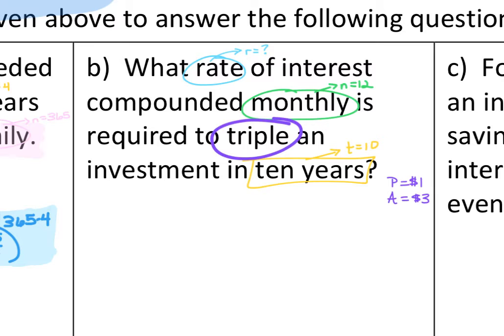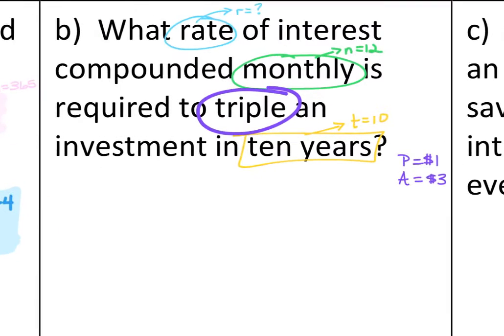Make your principal $2 and your A at the end is $6, or make your P equal to $9 and your A equal to $27. You should still get the same answer that I'm getting. So, moving on then.